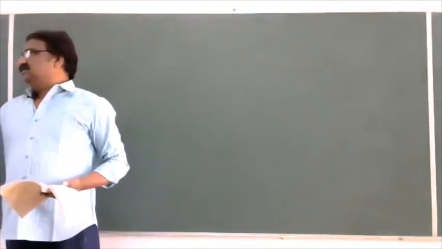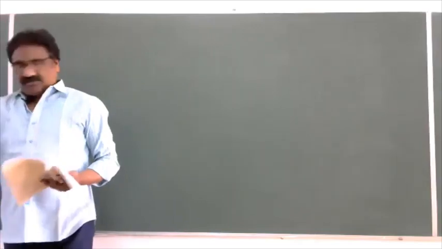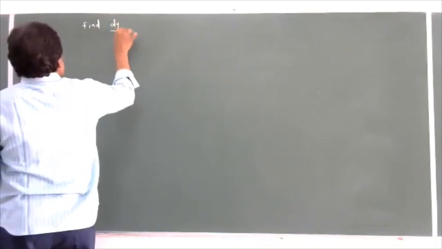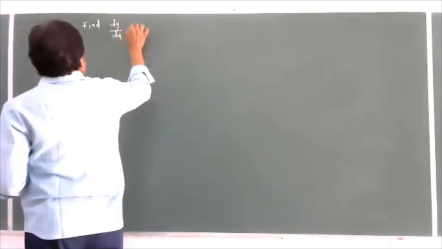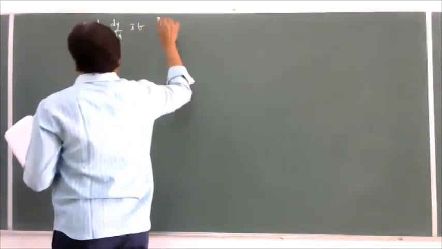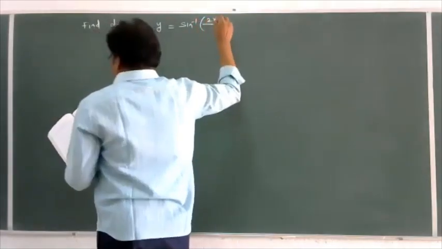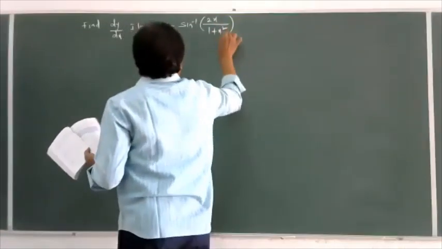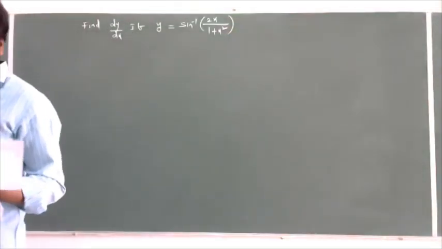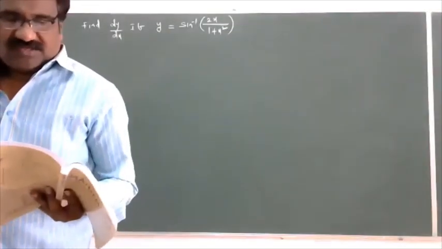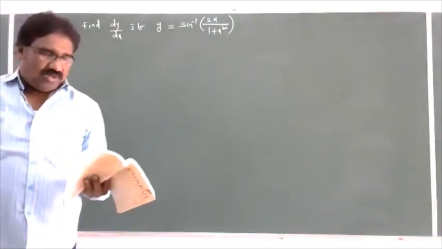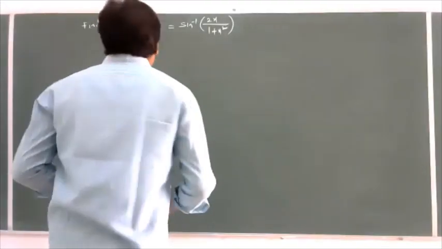The ninth problem is: find dy by dx if y is equal to sine inverse of 2x by 1 plus x square. Find dy by dx if y is equal to sine inverse of 2x by 1 plus x square. This is the problem given.